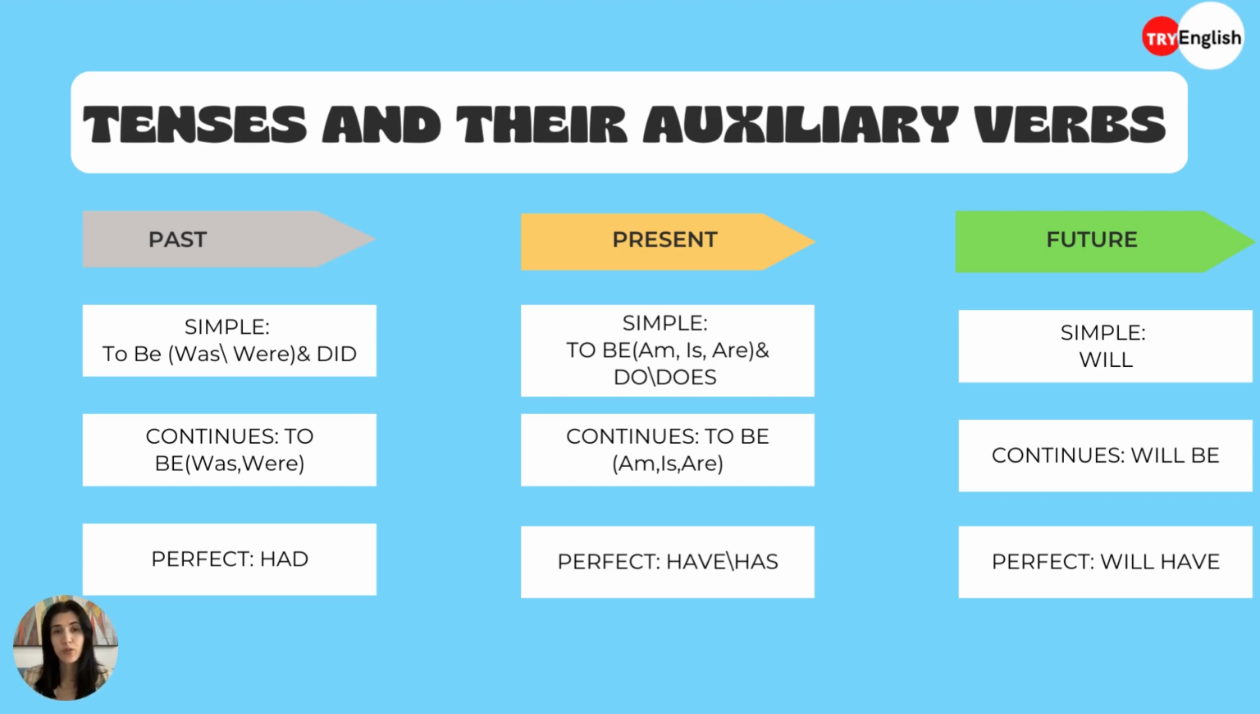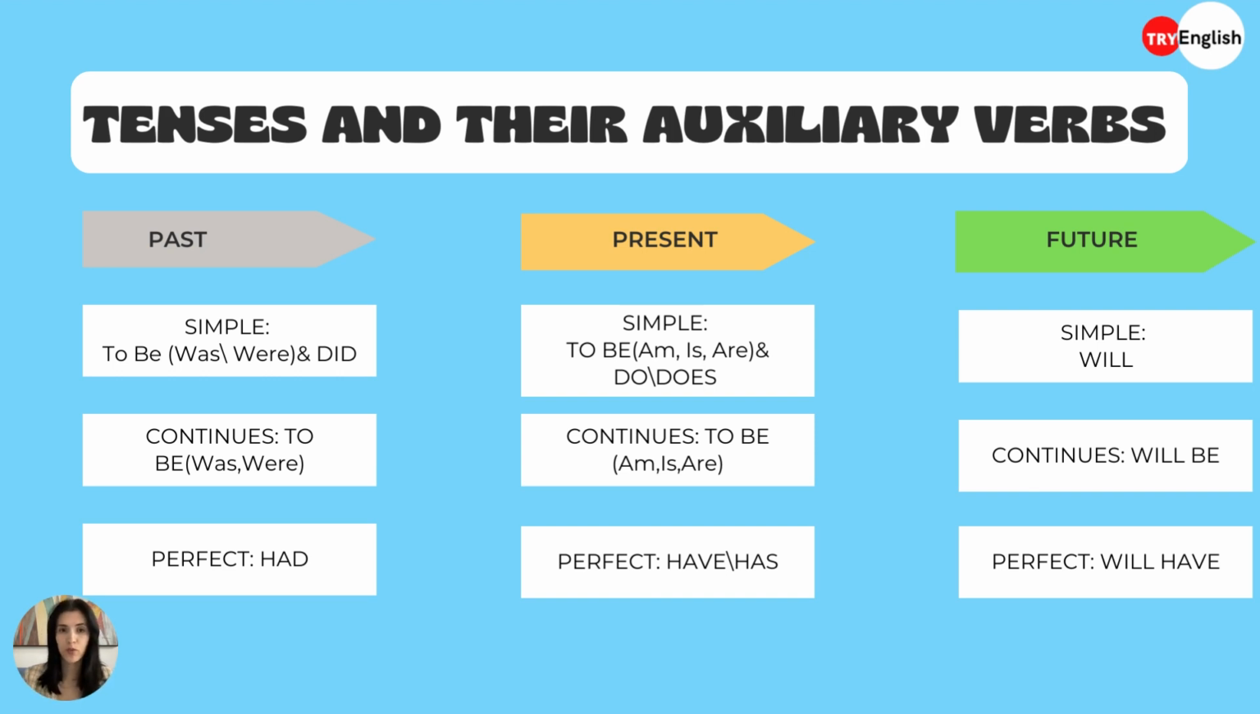We have past simple, past continuous, and past perfect. Now here is just a very short overview and we are using just the main ones. In our next lessons, you can keep following and we will give you more detailed examples and more detailed explanation of each tense. But here, let's take a look. For example, for past simple, the auxiliary verb we use is to be, which is was or were, and did. For past continuous, we also use the verb to be, which is again either was or were. For past perfect, we use had.